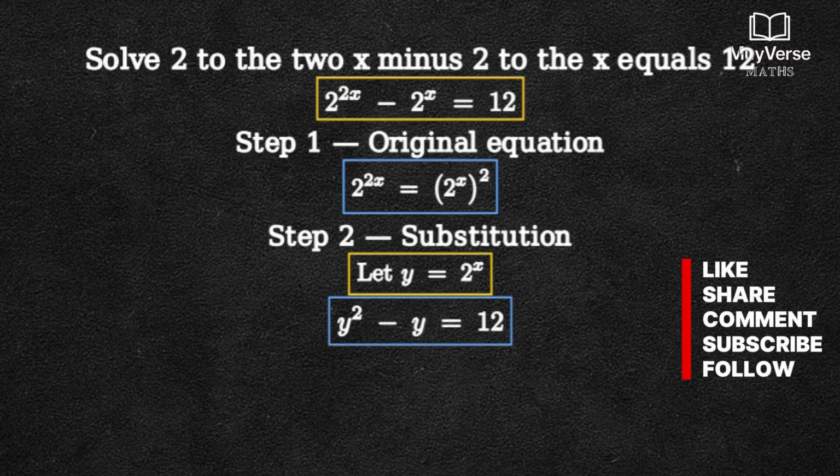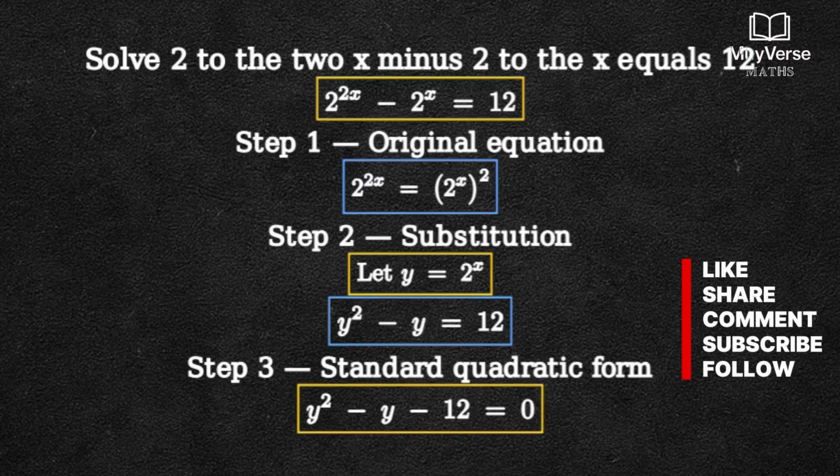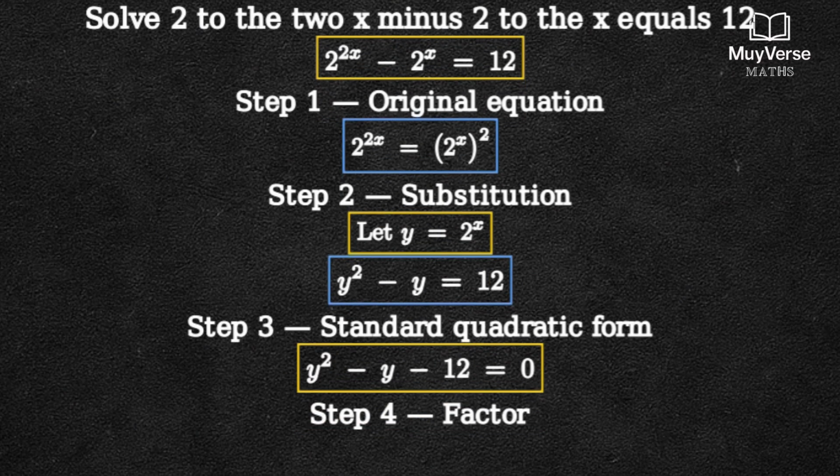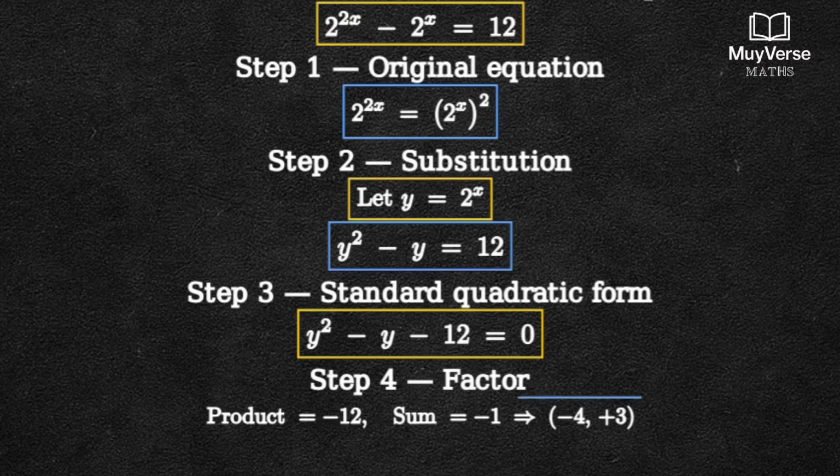Step 3. Move everything to one side to get standard quadratic form. Subtract 12 from both sides. Step 4. Factor the quadratic. We need two numbers whose product is -12 and whose sum is -1. Those numbers are -4 and +3.